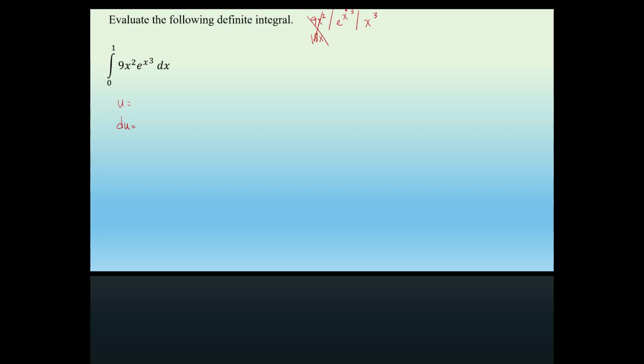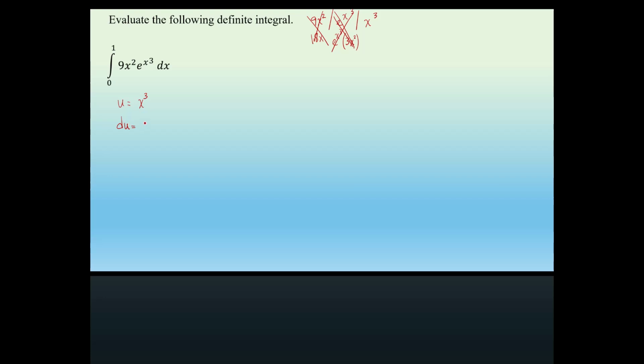The derivative of this is actually e to the x to the third times 3x squared. So in order for this to be my u, I would have to have two e expressions in my integral, which I don't, so it's not going to work. So therefore it looks like it's going to have to be x to the third. So let's go ahead and write x to the third right here.